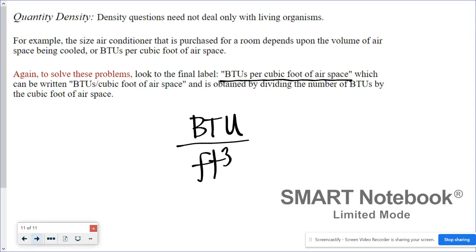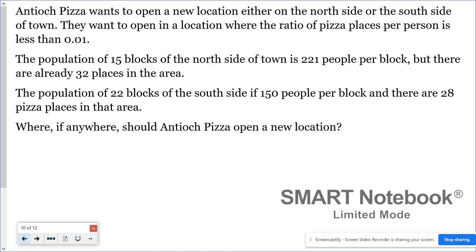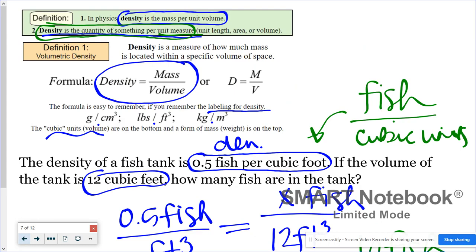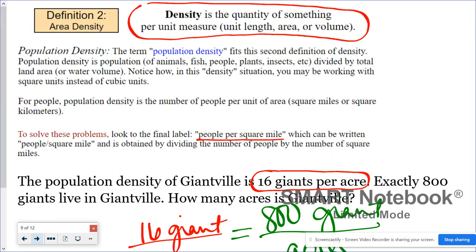Okay, so those are the various forms of density. You have the standard one in physics. Density is mass divided by volume, or you can think about it more generally. Density is the quantity of something per unit measure. So quantity per area, quantity per volume, and that quantity could be mass. Okay. And that's how Backer breaks it down.